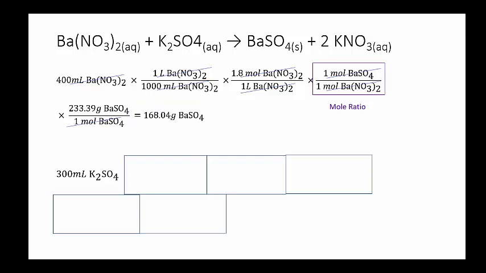And then lastly, I just do the math, and I'm going to end up with 168.04 grams of barium sulfate. Okay, a few too many sig figs there, but that's okay. Let's do the same thing for the potassium sulfate.